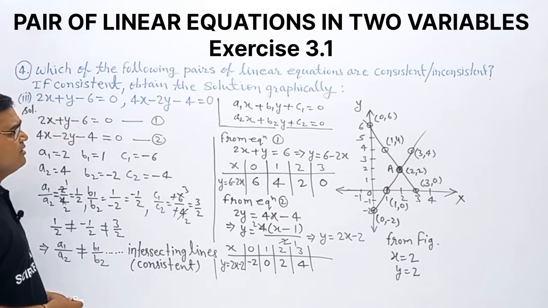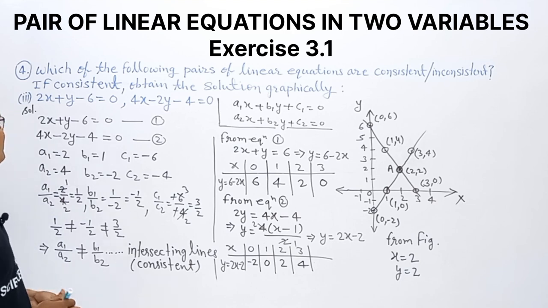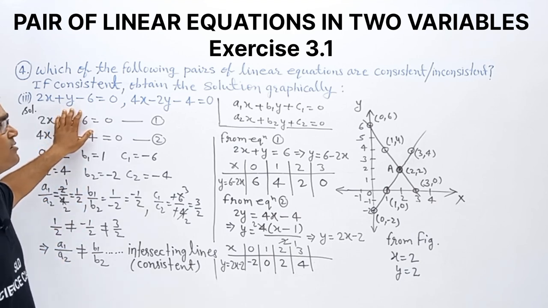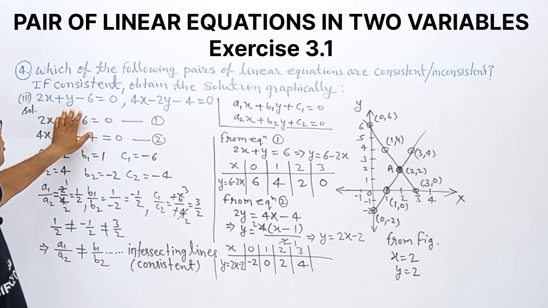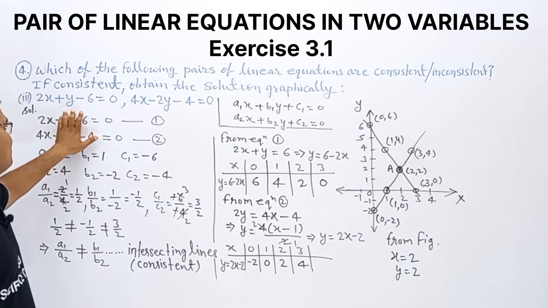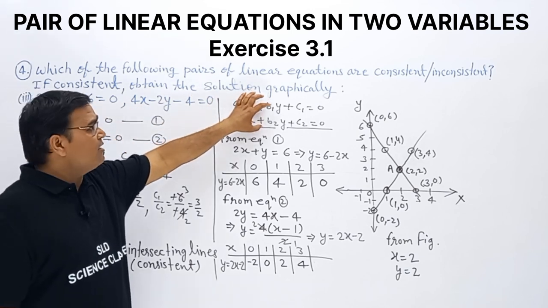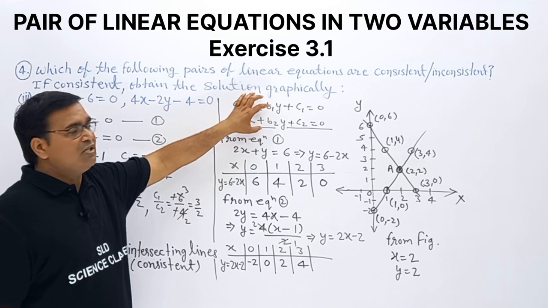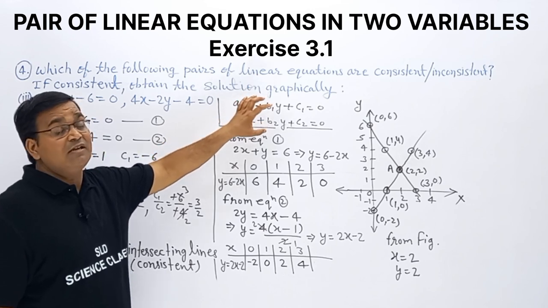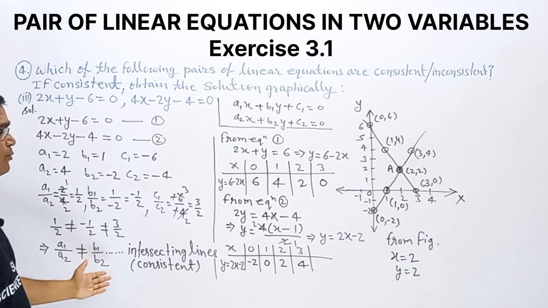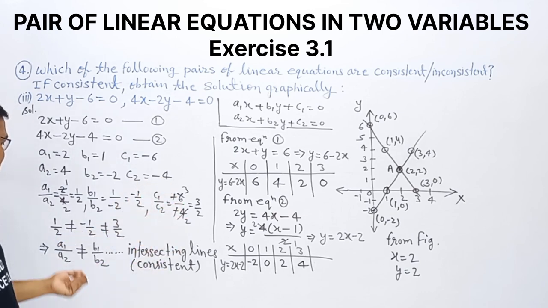Observe what we are doing in this question. Easy questions. First, what is given? We have a pair of linear equations in two variables. We want to check whether it is consistent or inconsistent. How will we check? First, we compare these equations with the general linear equations in two variables, and we get the ratios a1 upon a2, b1 upon b2, c1 upon c2. Here a1 upon a2 is not equal to b1 upon b2.